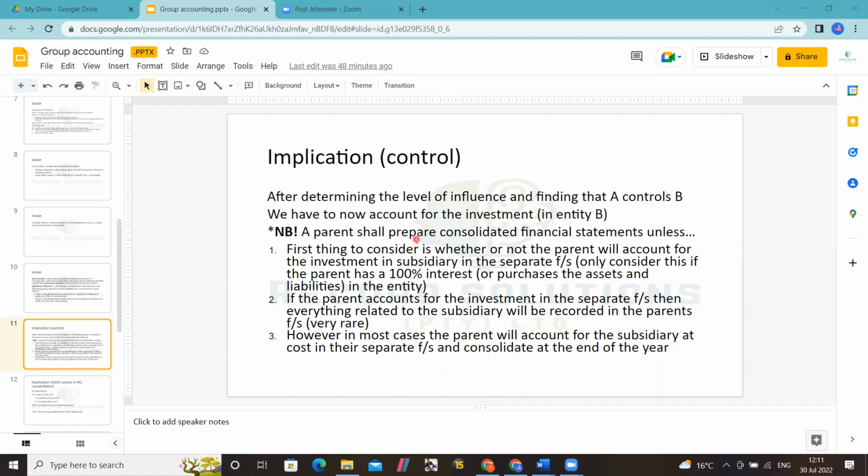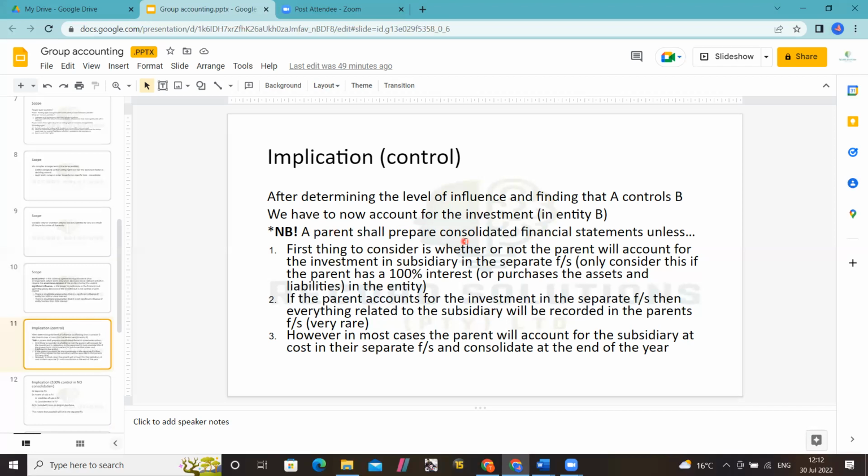Now, if you have this 100% interest, there are two ways to account for it. You're either going to prepare consolidated financial statements. There is a rule in IFRS 10, and you're still in IFRS 10, that says that the parent shall prepare consolidated financial statements, unless something, and there are rules there.